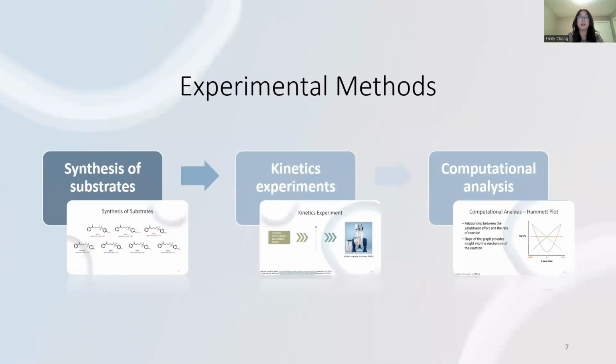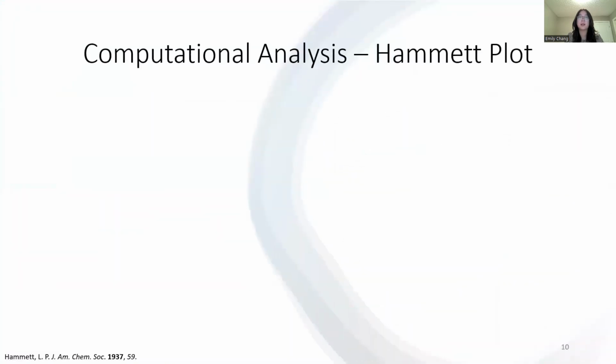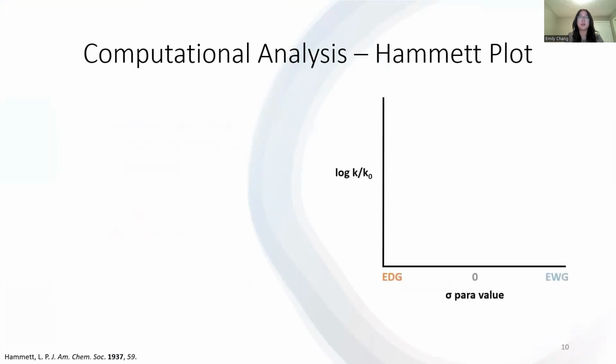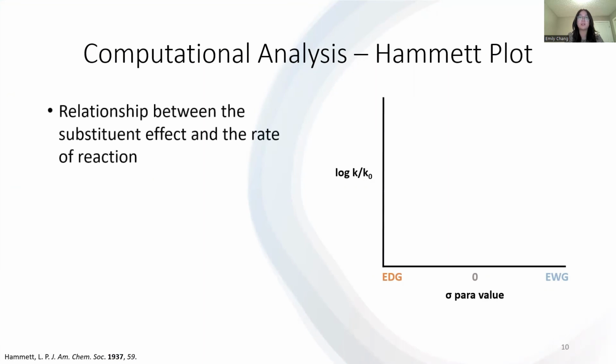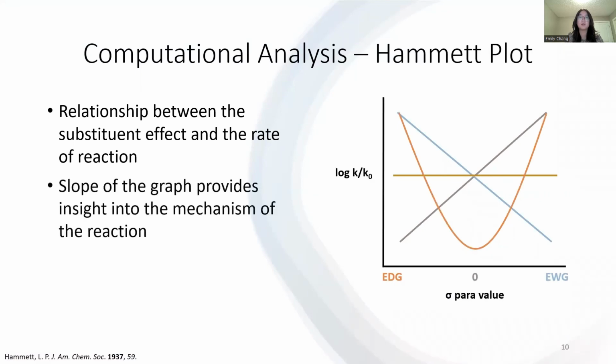Once I have all my kinetics data, I can now perform computational analysis on them. With the collected data, I can now graph something called a Hammett plot. This is what an example plot will look like, with my rate of reaction on the y-axis denoted by k, and on the x-axis are the sigma para values of each of the substituents. The Hammett plot describes the relationship between the rates of reaction and substituent effect. The graph could be linear and adopt a positive slope, a negative slope, no slope, or even a changing slope throughout the reaction. The magnitude and shape of the slope can provide mechanistic information about the reaction.